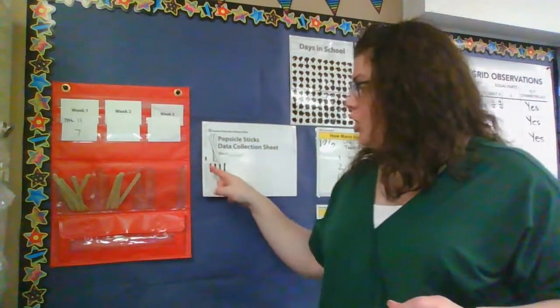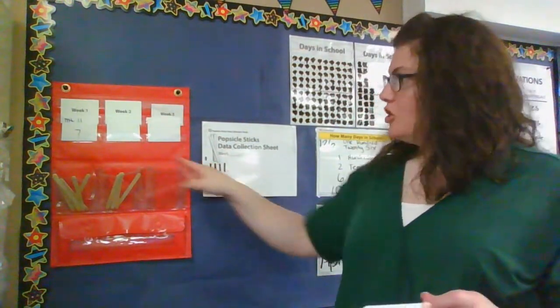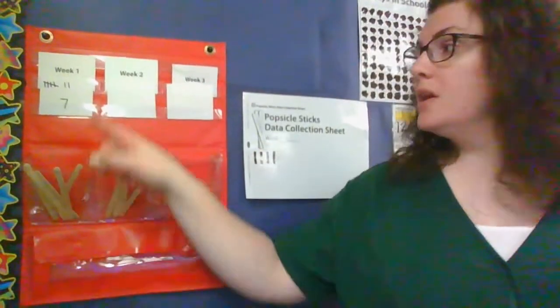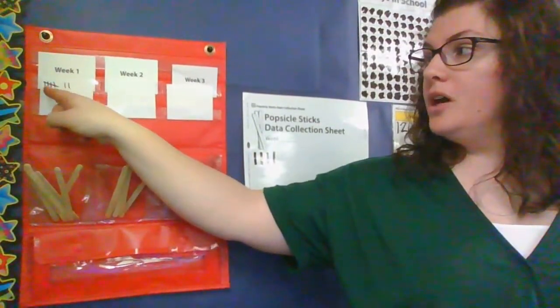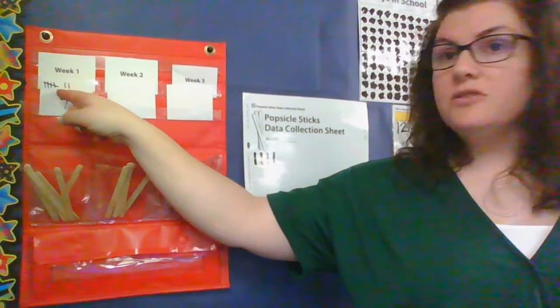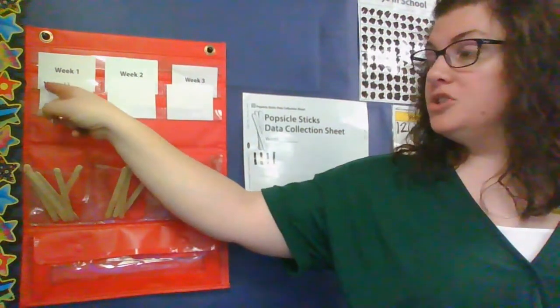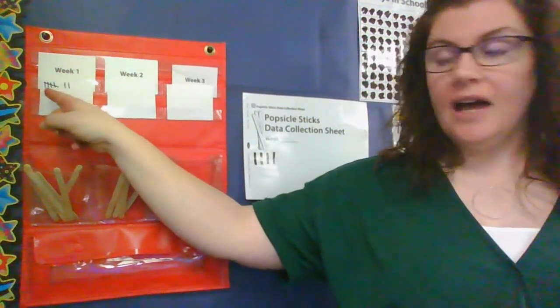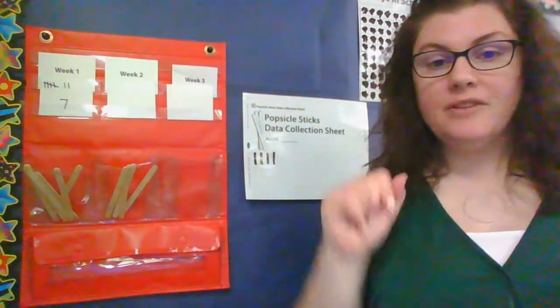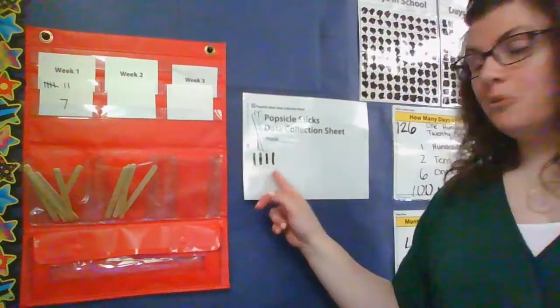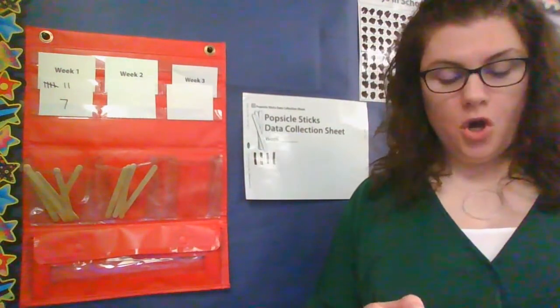So tomorrow, when we add more to our collection, we will add that line across, just like we did in week 1. Let's see if I can get a little closer here, friends. Just like I did in week 1. 1, 2, 3, 4, 5. So our 5th stick went across the group. So instead of having to count 1, 2, 3, 4, 5, we can say 5, 6, 7. So tomorrow, we'll update our popsicle stick collection.